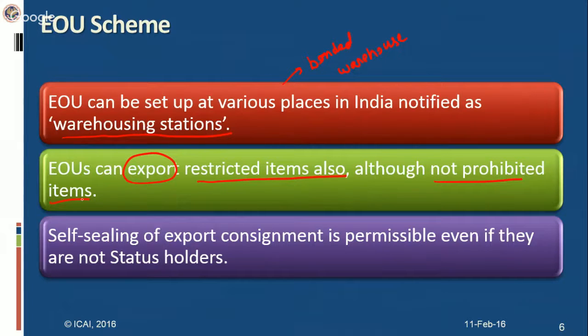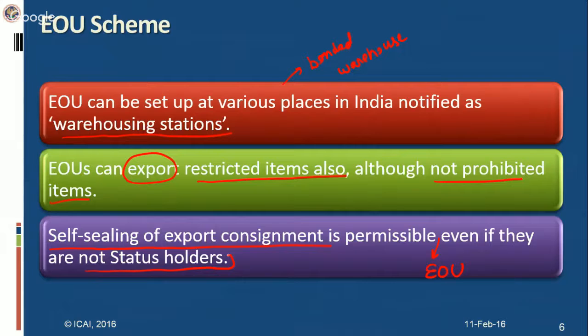And whenever you export any consignment, any goods, you are required to get it sealed by the customs officers at your factory gate itself. But in case of EOU, however, status holders have this facility that they can seal their export consignments themselves. A similar facility is available: self-sealing of export consignments is permissible in case of EOU also, even if such EOU is not a status holder.